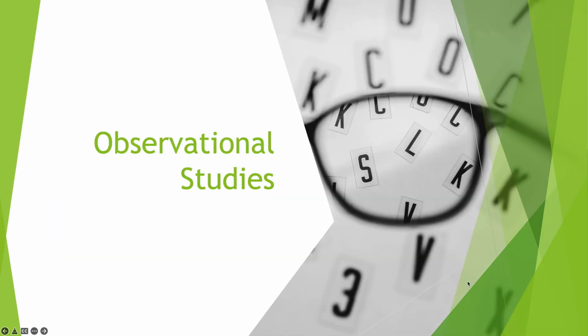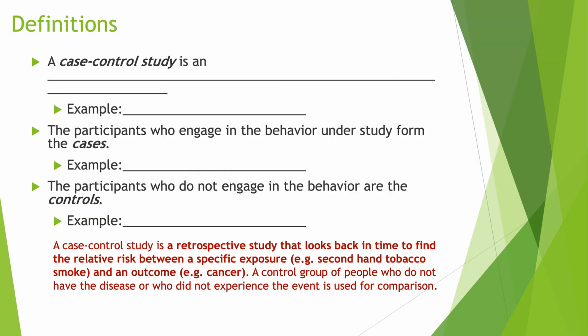Now, observational studies. Obviously, instead of it being controlled, we're just going to observe. A case control study is a retrospective study. It looks back in time to find the relative risk between a specific exposure and an outcome.